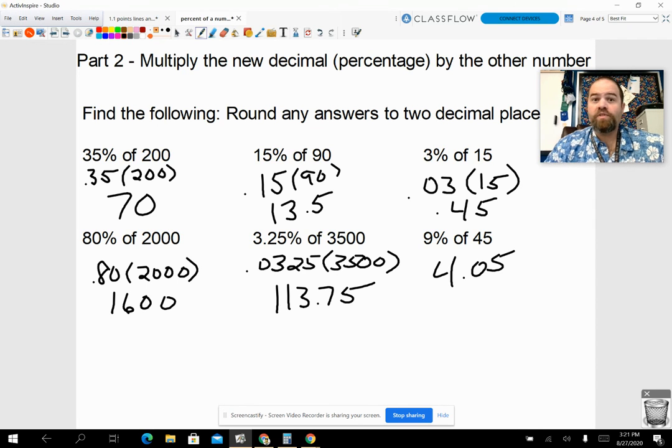I hope that helps. And seriously, getting this straight on day one, we're going to be using percentage calculations a lot.